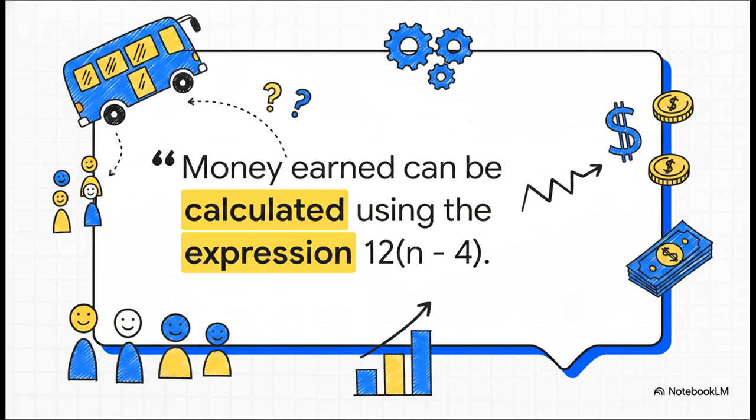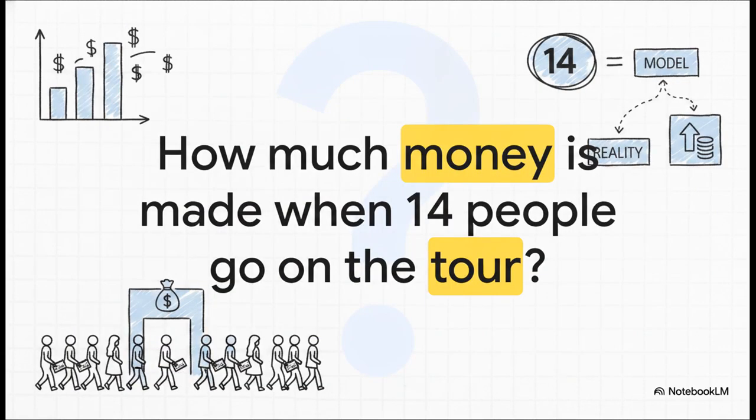In this example, the expression 12 times the quantity n minus 4 represents their total earnings. Suddenly, the math is acting as a powerful predictive tool for a real-world scenario. So, knowing our expression and our trusty order of operations, can we figure out the company's revenue if exactly 14 people show up? Now we're taking that predictive model and testing it against concrete reality. We are simply replacing our variable n with a known quantity.